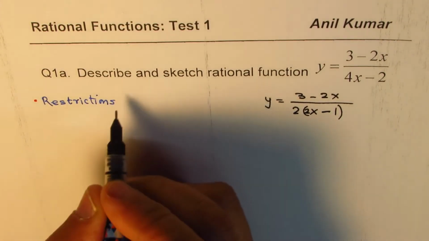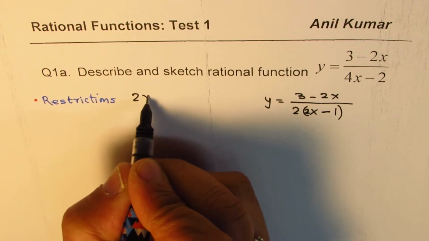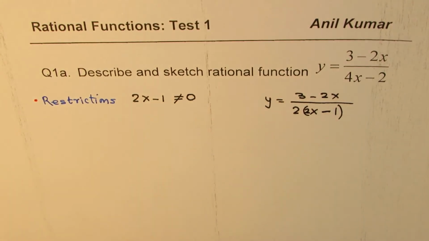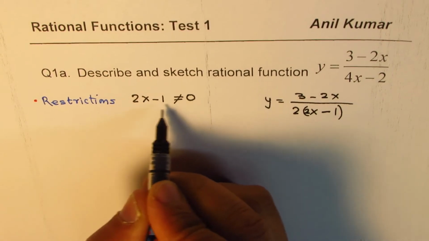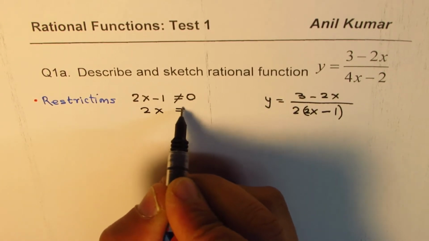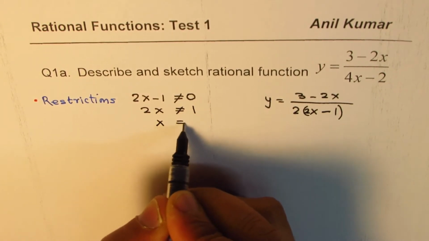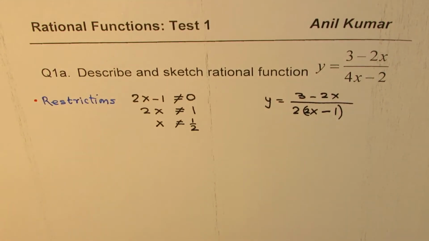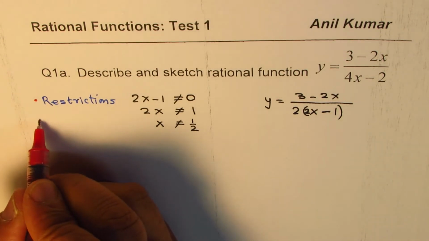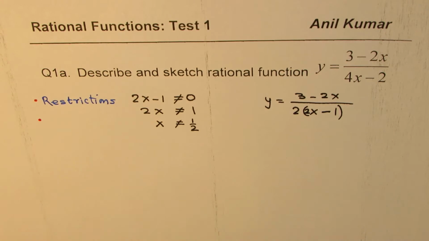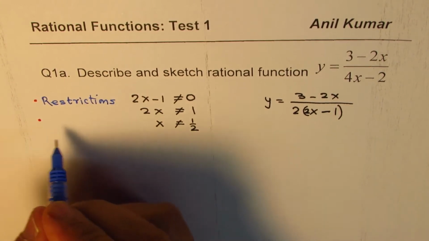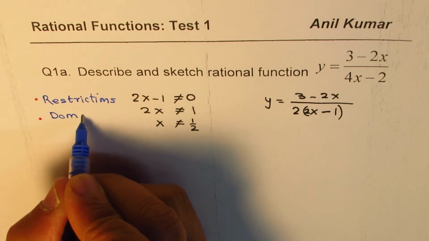So to find restrictions, we can say, well, 2x minus 1 is never equal to 0, since you cannot divide by 0. If you solve this, you get 2x is not equal to 1, or x is not equal to half. So that becomes the restriction. As you write restrictions, that really means you're ready to write the domain, since the domain is all real numbers except for this. So now we can pick up the domain.